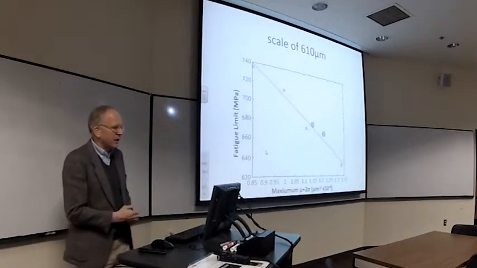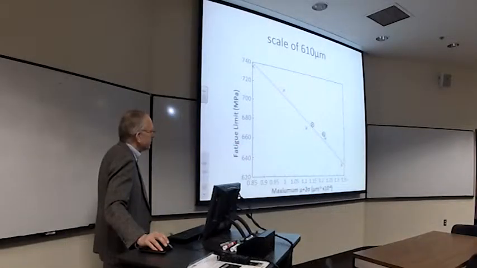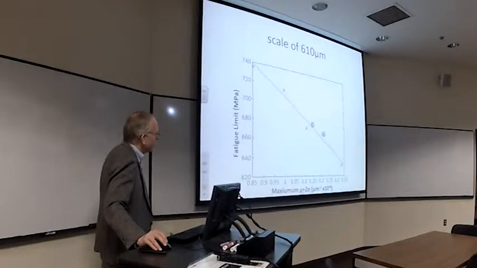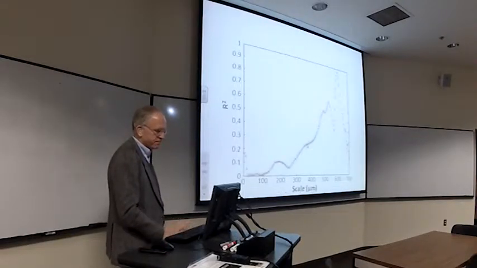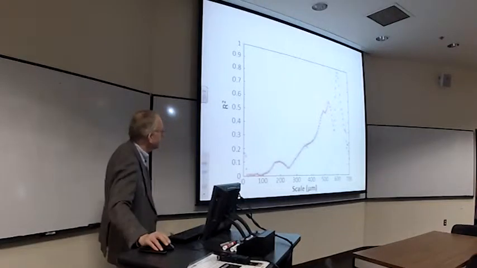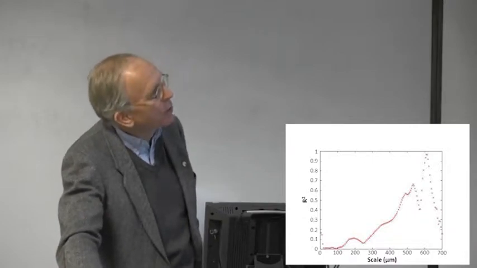So, in the end, here's the correlation. These two were stress relieved. So, stress relieving the residual stresses from the machining doesn't seem to have much of an impact on this. And here's this criterion from the maximum of the average curvatures plus two standard deviations. And there's the fatigue limit. And so that's the R squared of 0.96 that we're seeing. So very strong correlation. One of the interesting things is that's right at 610 micrometers. So that's where we're getting the strong correlation.